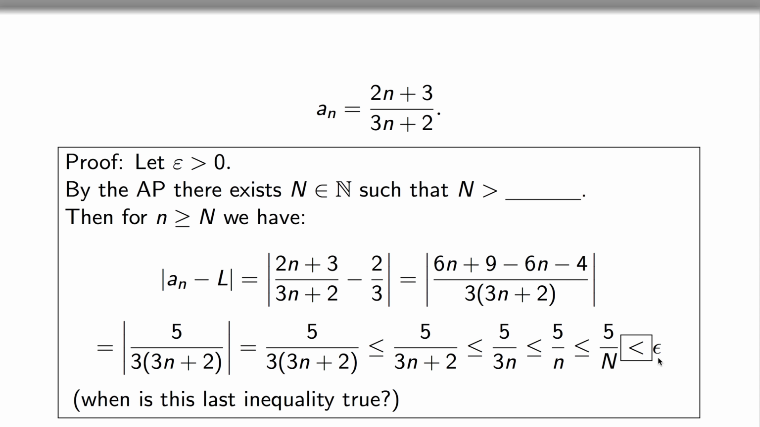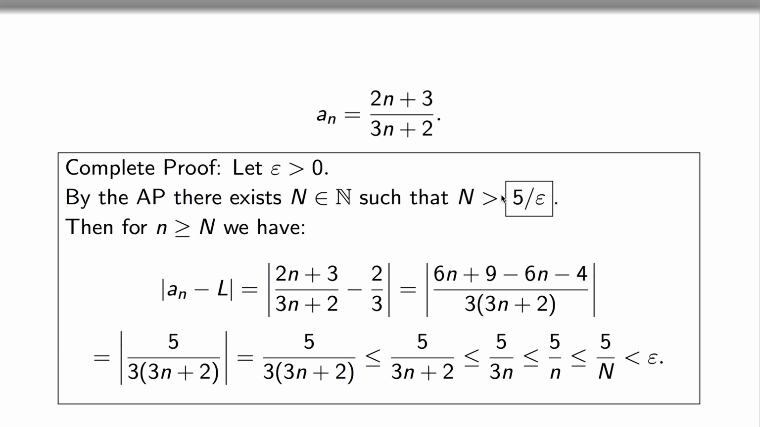Well, if you solve this inequality for n, you'll see it's precisely true when n is at least 5 over epsilon. So what I'm going to do is, now that I've got that, fill in that answer up here in the blank. So here it comes. Now we've got our complete proof.